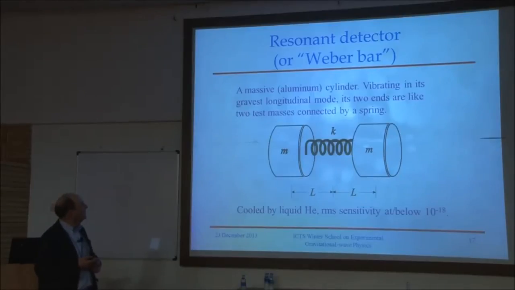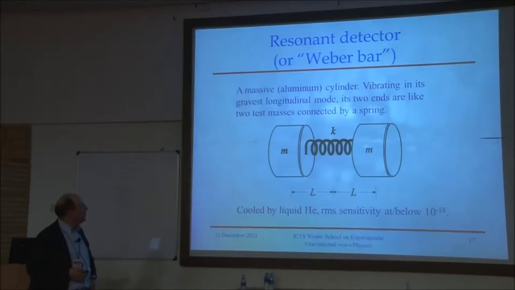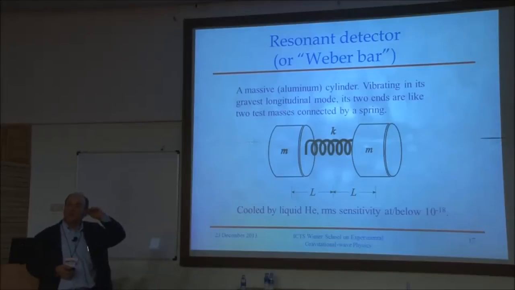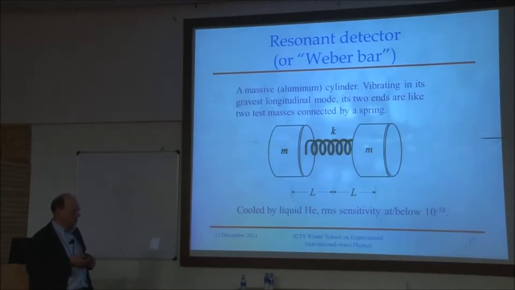For a one-ton or a few-ton cylinder of aluminum that's between a meter and 2 meters in length, the resonant frequency is in the vicinity of a kilohertz, a little bit below. So this is a detector that's especially well-suited for signals with frequencies of 1 kilohertz. But it doesn't have to be pure wave trains of a kilohertz. It just has to be a signal that has some signal power at a kilohertz. So various kinds of sharp impulses, as long as they're sharp enough, have some power at the resonant frequency.